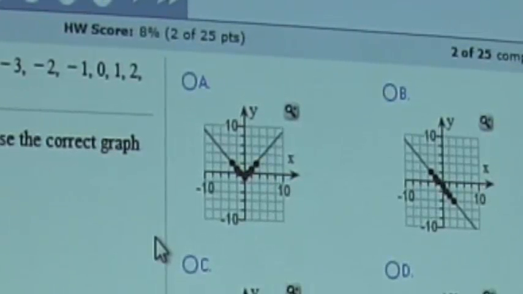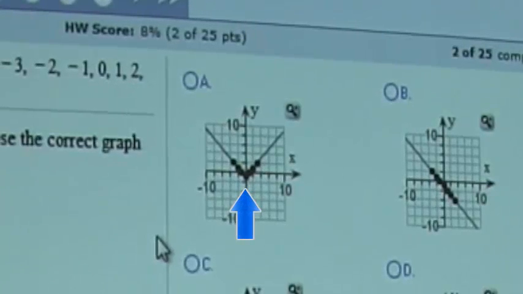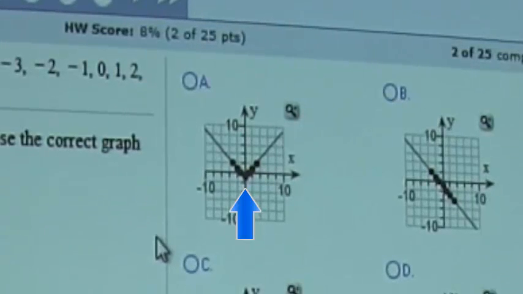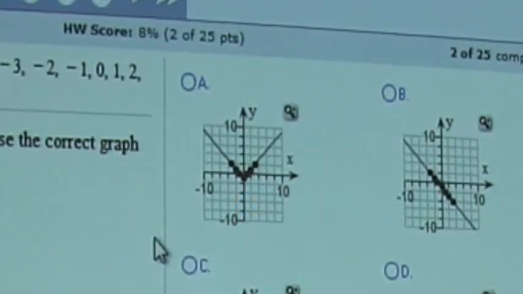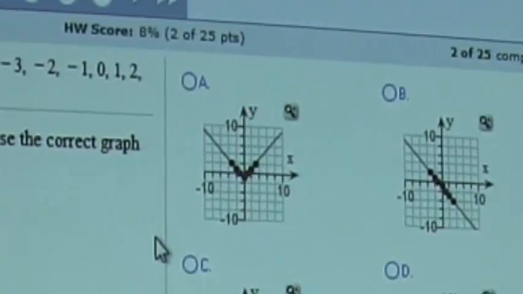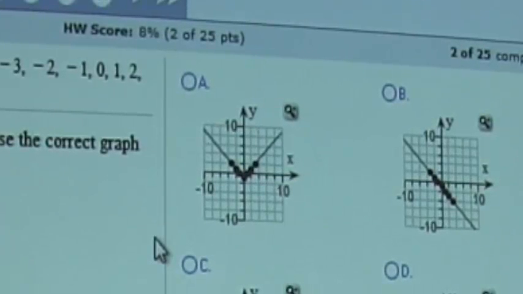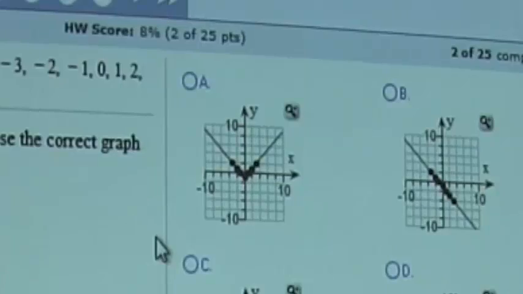Maybe what I ought to look at is what happens when x is 0. Because when x is 0, I am on what's called the y-axis, the vertical axis. So when x is 0, y should be negative 1. It should be down 1. A is that way. D is not. D is sitting at positive 1. So therefore, A is my answer.